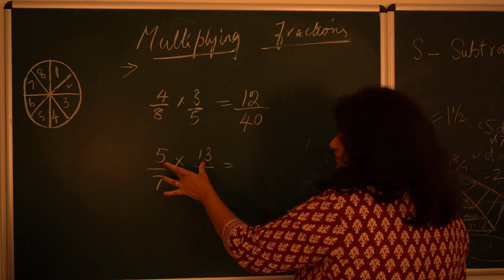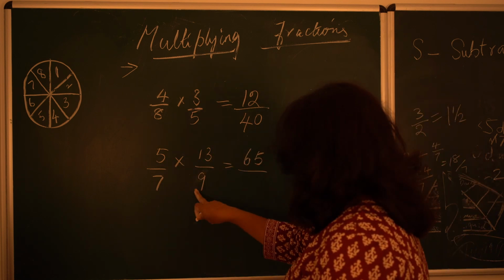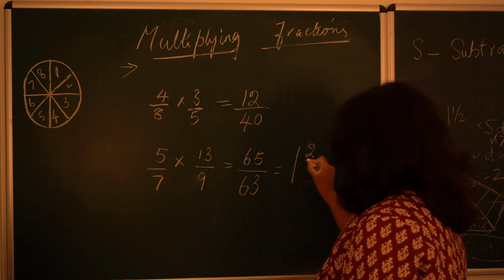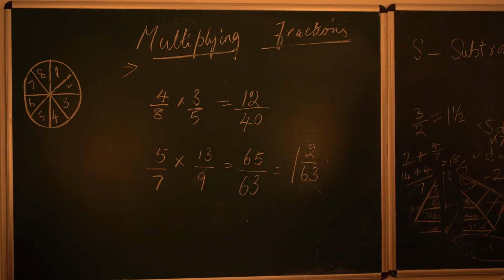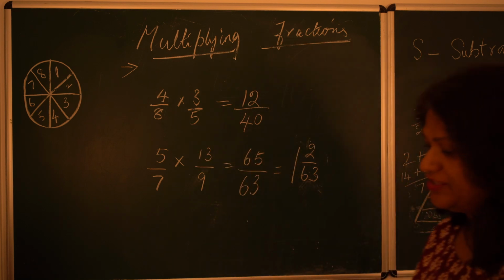13 times 5 is 65. 65 divided by, what is this? 7 times 9 is 63. So 65 by 63. Well, this is your normal multiplication of fractions.